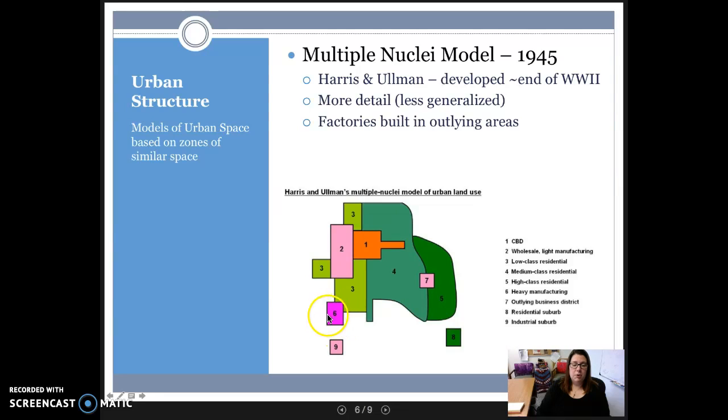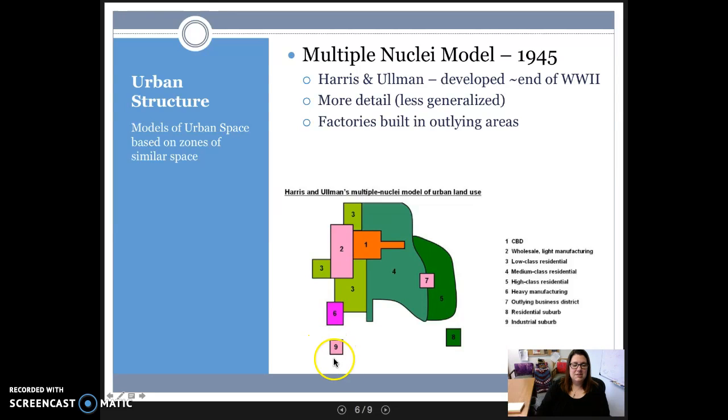The newer industrial parks, shown here by number 6 in that hot pink color, this space tends to be more planned. There's a lot more space for parking because cars were part of the culture when this was developed. And buildings tend to be prefab, one-story. It's very spread out in a horizontal way rather than a vertical way. Harris and Ullman also noticed that there were these places like number 9 here on the outskirts of the city. This is what we call an industrial suburb.